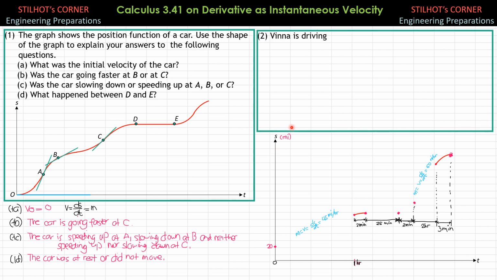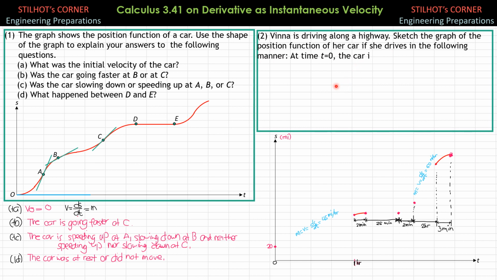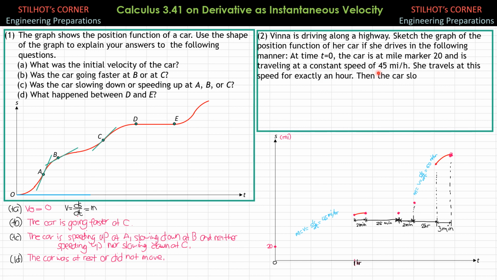For this next problem, Vina is driving along a highway. Sketch the graph of the position function of her car if she drives in the following manner. At time t equals 0, the car is at mile marker 20 and is traveling at a constant speed of 45 miles per hour. She travels at this speed for exactly an hour.